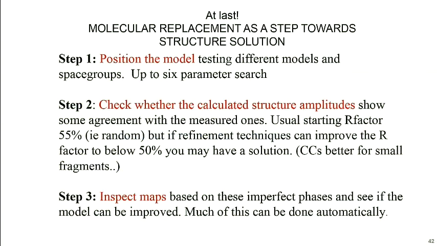So at last, what are we actually going to do? We've got to position the molecule in the different space groups, and that will be up to a 6-parameter search. We've got to check whether the structure factors agree, and there's all sorts of ways of checking this. The traditional old-fashioned one was the R factor or the correlation coefficient. People will talk about better scoring algorithms. And then we've got to look at the maps and see, does it look right, and can we improve the model that we've started with?